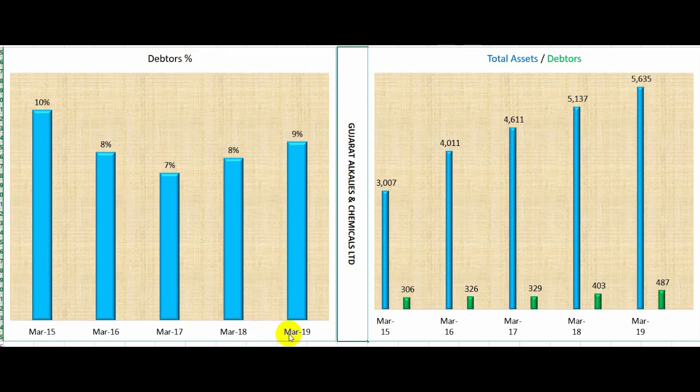In this case, in March 19, the debtors were just 9% of the total assets. We can see value wise that the total assets were 5,635 crores and the company had to collect 487 crores from its customers. So that's a mere 9% of the total assets. We don't want this to go at a very high figure of say 30% or 40%.